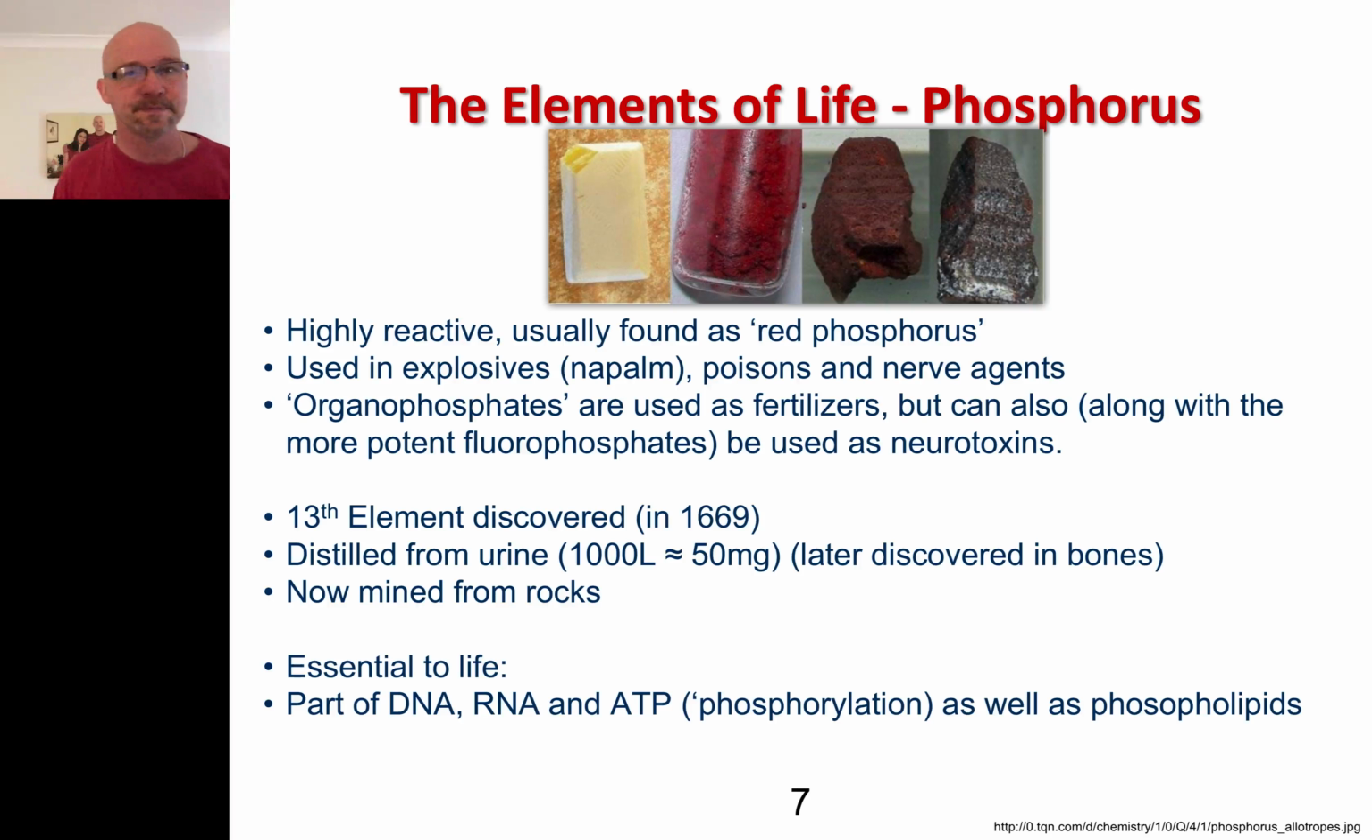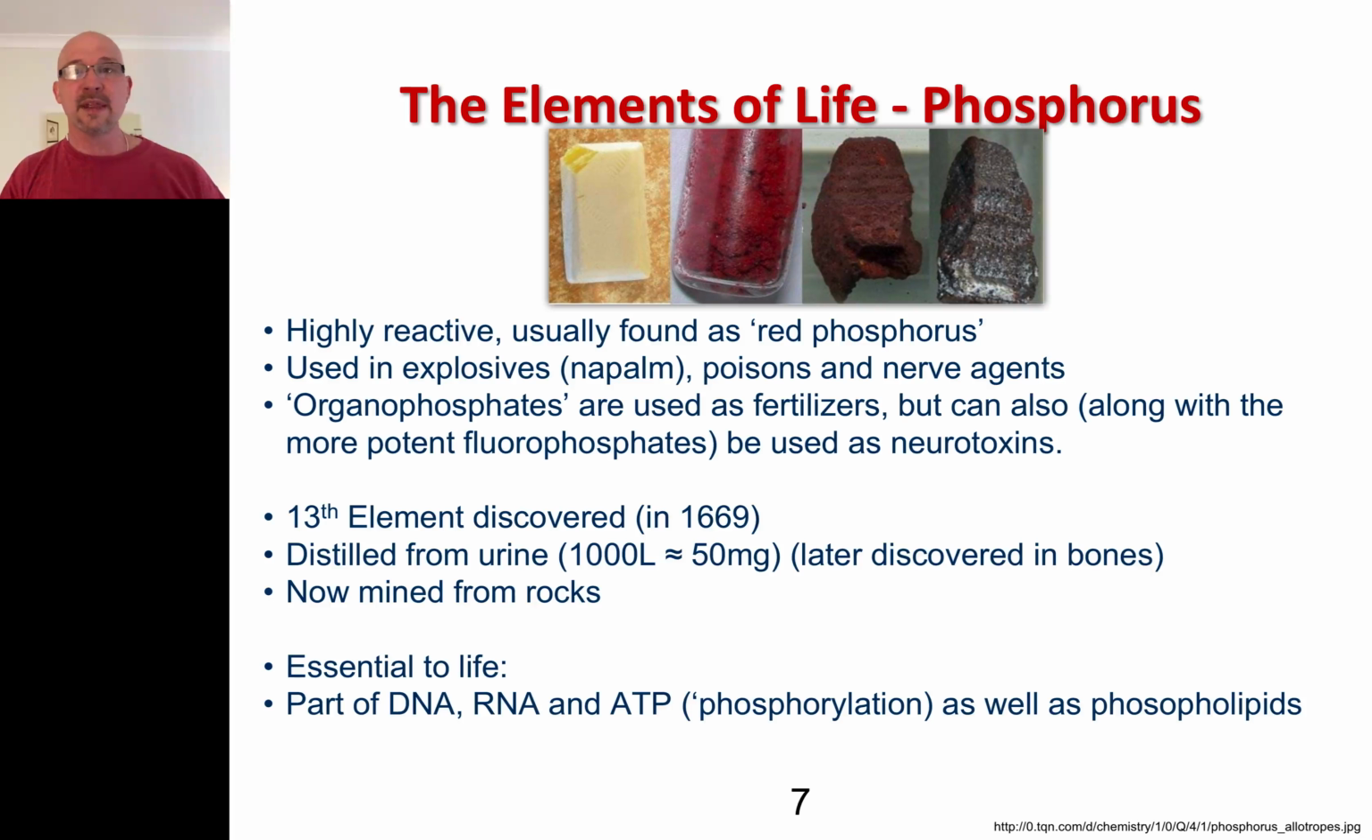What is this stuff? Well, surprisingly, when we find it in nature, it's really reactive. It reacts with other stuff. In fact, it's so reactive that we use it in explosives. Napalm is mostly phosphorus. It can go into poisons. It can go into nerve agents. There's a type of fertilizer that we use called organophosphates, but they can also be used as neurotoxins. If humans get poisoned with organophosphates, we run into real trouble.